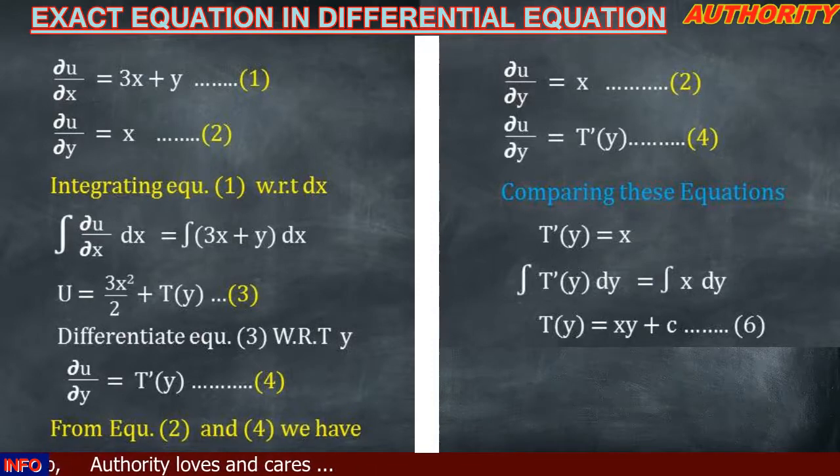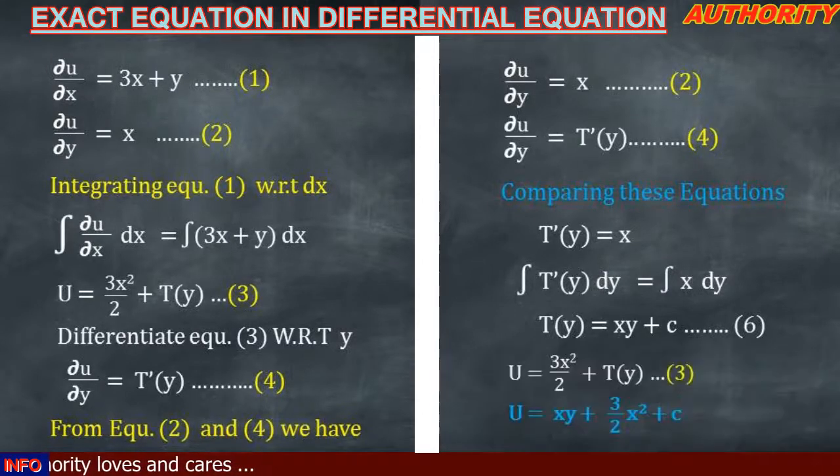Now, we saw u is equal to 3x squared all over 2 plus t of y, and now we have found the value of t of y. Let's go and replace it. Substituting equation 5 into equation 3, we see that u is equal to xy plus 3x squared all over 2 plus c, which is the same thing that we had the first time that we took equation 2 and solved. So either you use the first equation or you use the second equation, what we are looking for is the function u of x comma y. Whichever one you take, applying the right steps, you are going to arrive at the same answer.